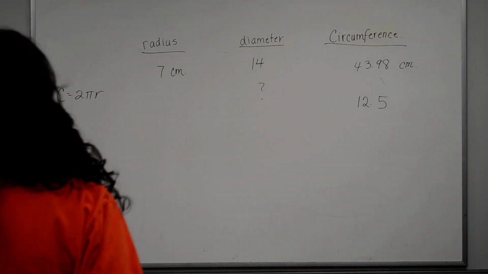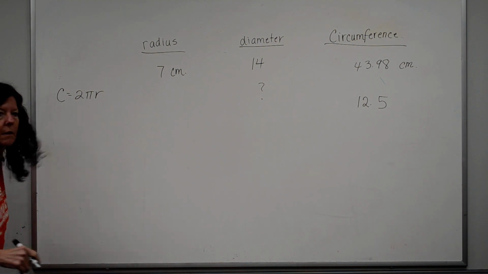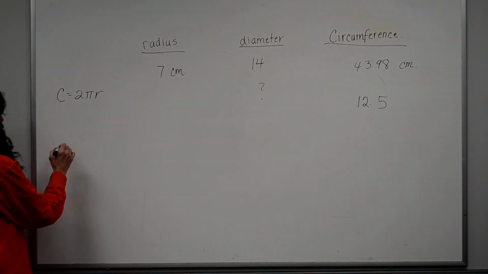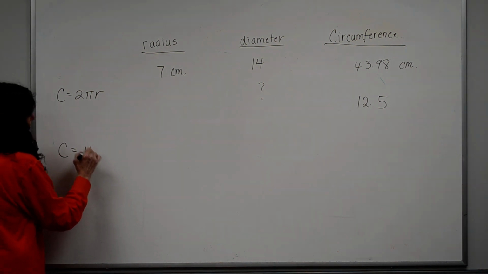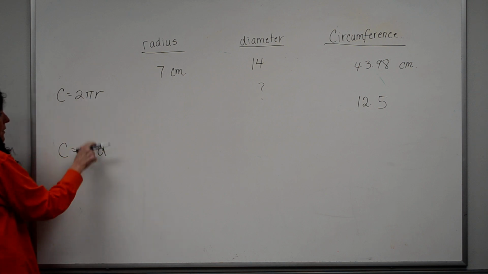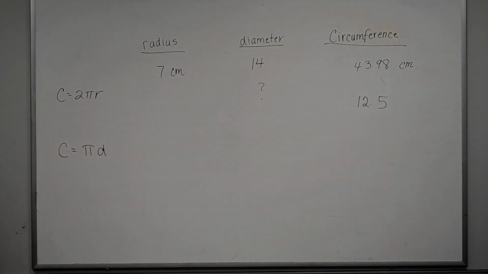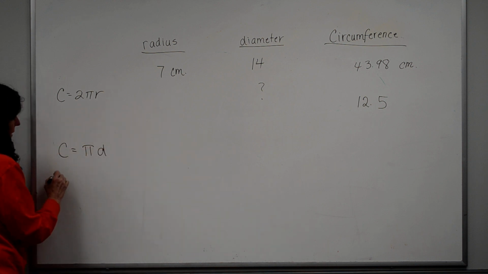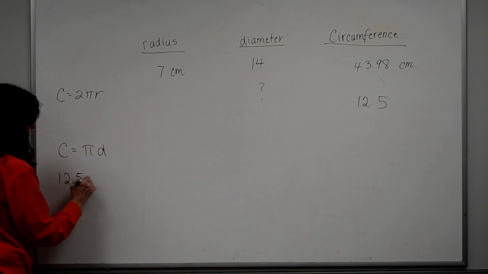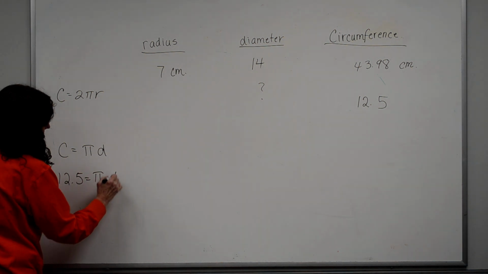How do I find the diameter if they tell me the circumference? Well, remember, circumference is equal to pi times d. Do we understand that those are the same thing? Because 2 times the radius is the diameter. So if I've got the circumference as 12.5, how am I going to find the diameter?